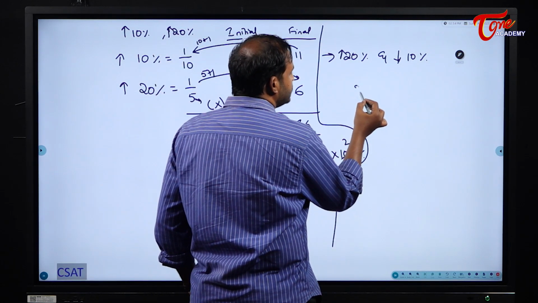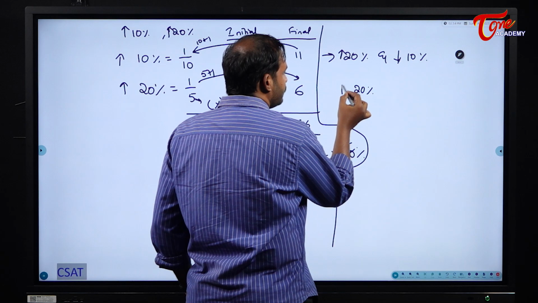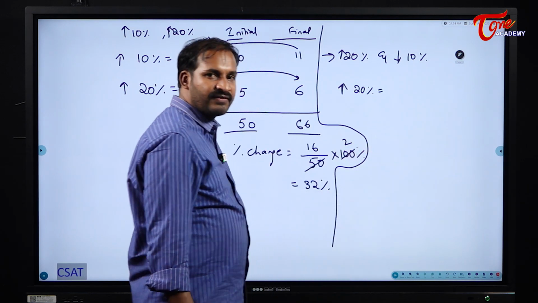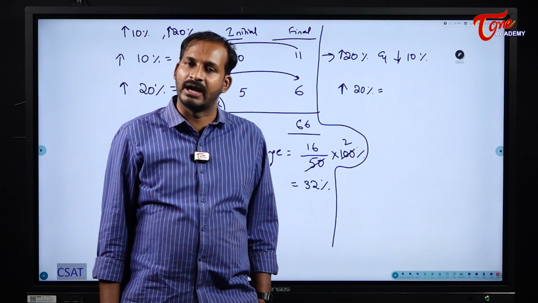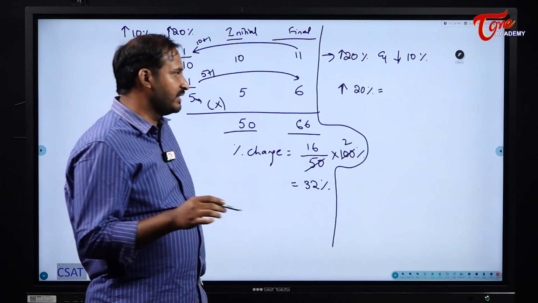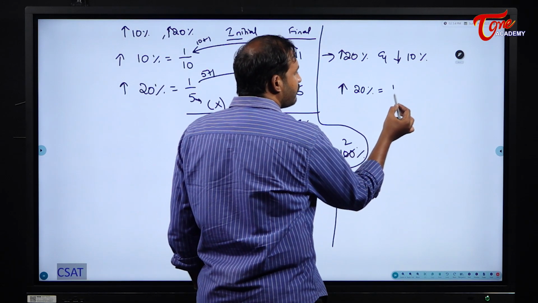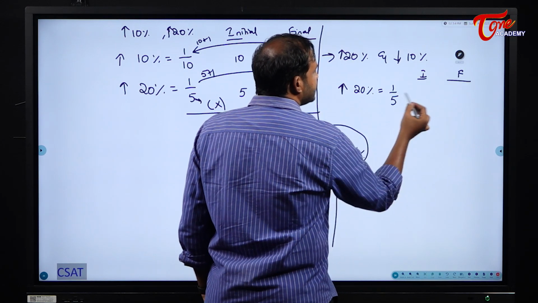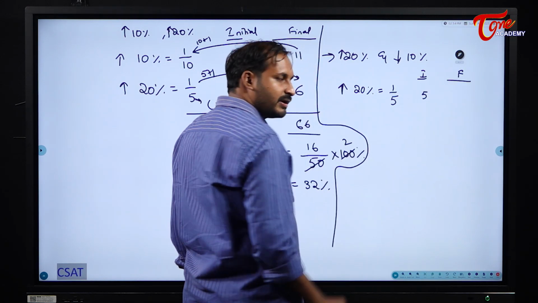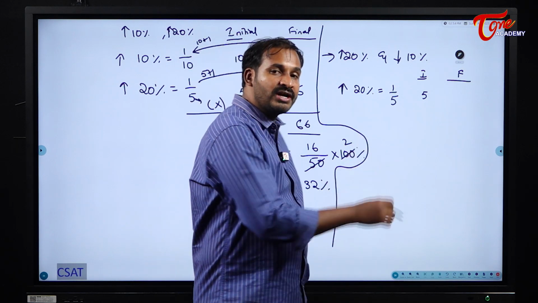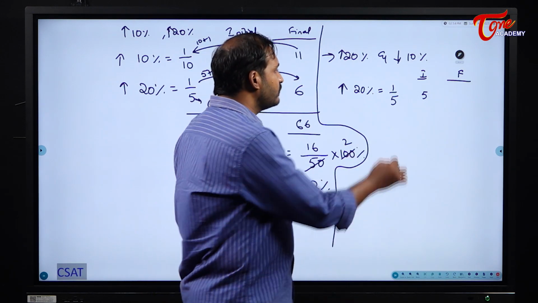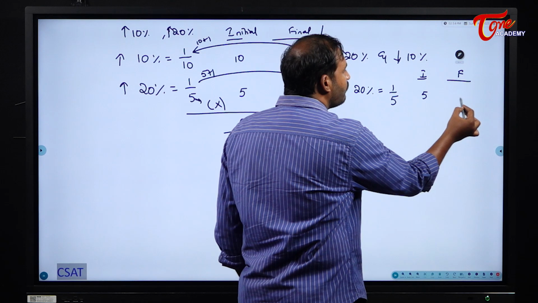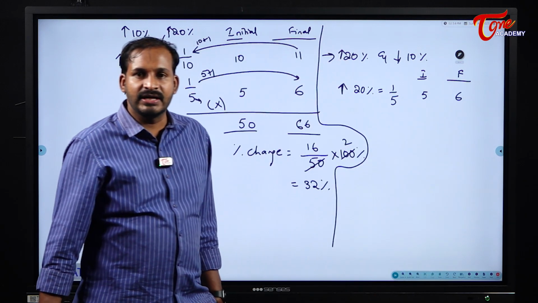First, the value is increased by 20%. How will we write 20 percent as a fraction? 20 by 100. So 2 ones are 2, 2 fives are 10, it becomes 1 by 5. Now initial and final. The initial value will become 5, the denominator. Whether it is increased or decreased? Increased. So what will you do? Plus 1. 5 plus 1 becomes 6.